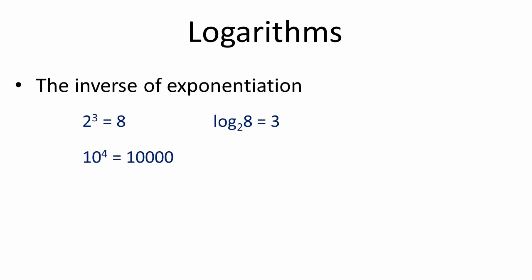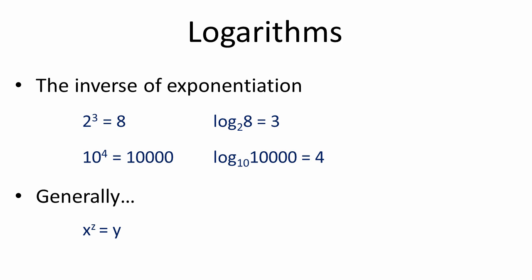In the same way, if 10 to the power of 4 is 10 times 10 times 10 times 10, namely 10,000, then the base 10 log of 10,000 is 4. In general terms, we can say that if x to the power of z is equal to y, then z equals the log in base x of y. Strictly speaking, the base can be any number, but in computer science, and particularly when we're using big O, we generally work with base 2 logs. Let's take a quick look at some more base 2 logs.